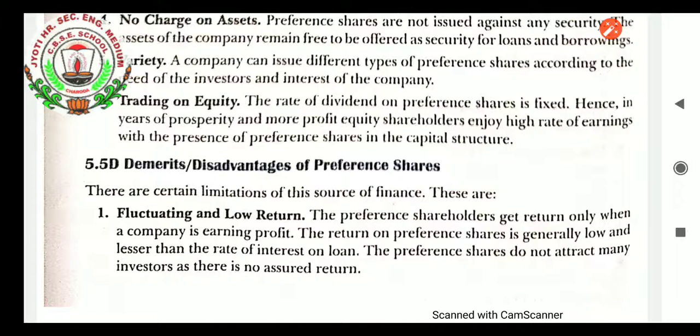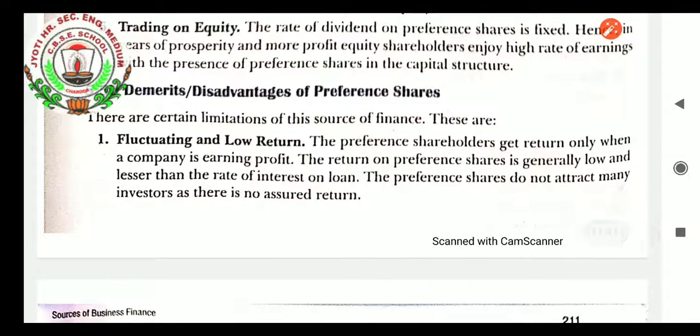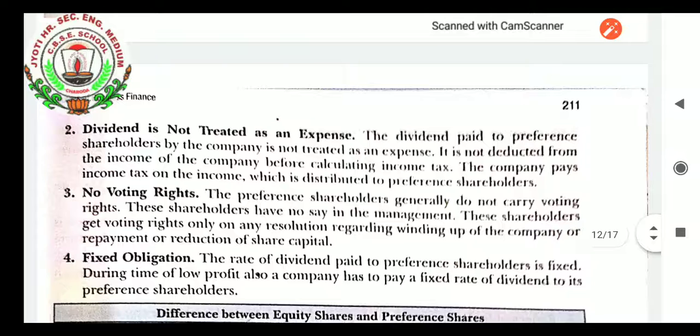These are fluctuating and low return. The preference shareholders get a return only when a company is earning profit. The return on preference shares is generally low and lesser than the rate of interest on loans. The preference shares do not attract many investors as there is no assured return. Dividend is not treated as an expense. The dividend paid to preference shareholders by the company is not treated as an expense. It is not deducted from the income of the company before calculating income tax. The company pays income tax on the income which is distributed to preference shareholders.